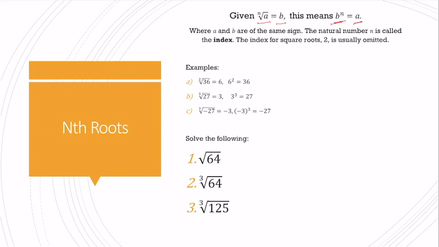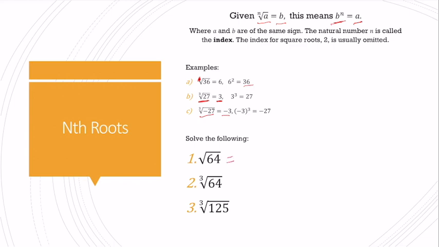So let's say we're taking the second root of 36. That's the square root of 36. Typically, we wouldn't put the 2 there, okay? So if I have the square root of 36 is 6, that means 6 squared is 36. If I take the cube root of 27, which is 3, that means 3 cubed is 27. If I take the cube root of negative 27, that's going to be a negative 3 because negative 3 cubed is negative 27. Okay?